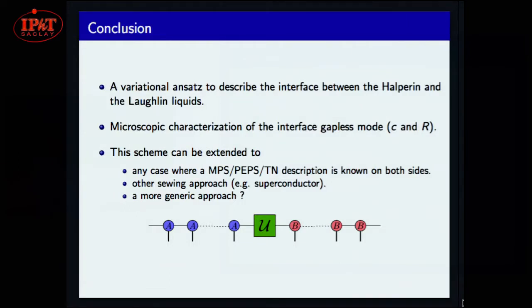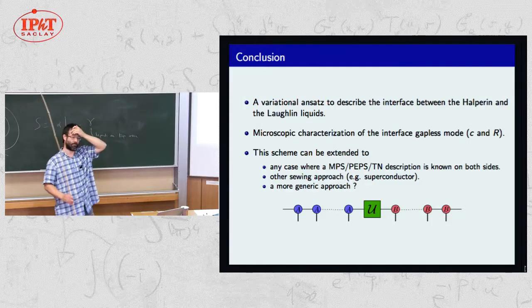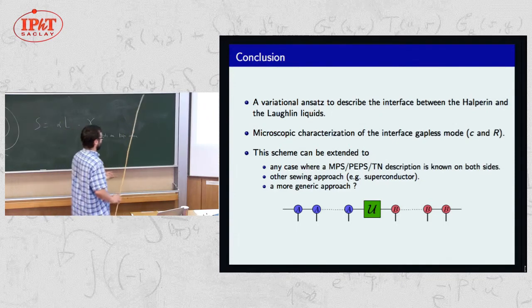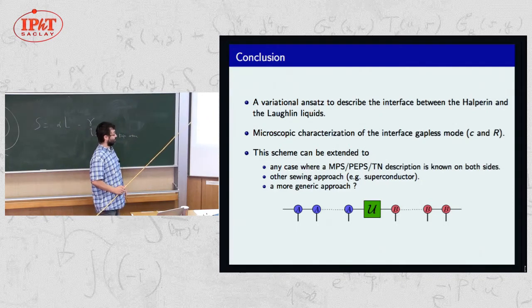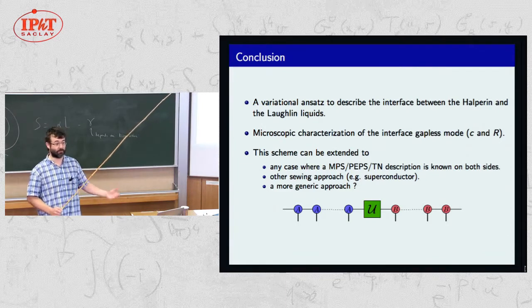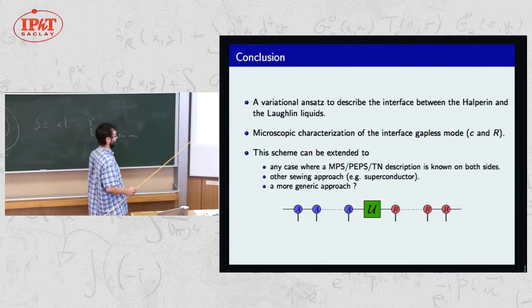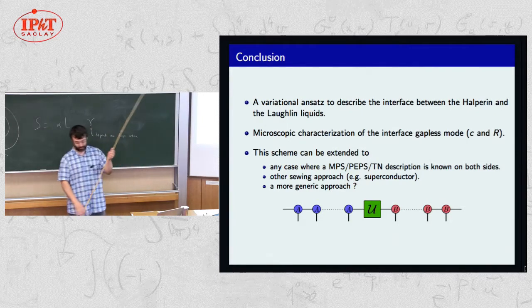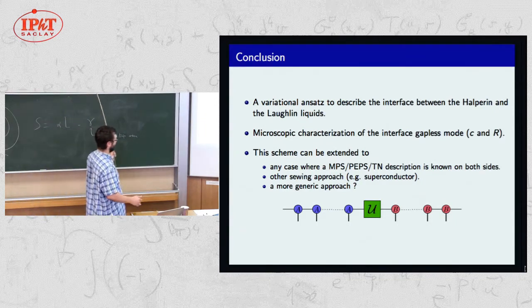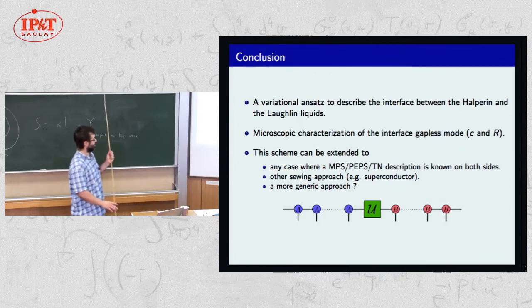So in conclusion, I presented you a variational Ansatz to describe the interface between the Halperin and the Laughlin liquids for fermions or bosons. What's interesting is you can extract the phenomenology, like central charge and the compactification radius, or the charge of elementary excitation, but you can also look at the macroscopics. And in principle, we should be able to extend this to any kind of tensor network, like the PEPS approach.